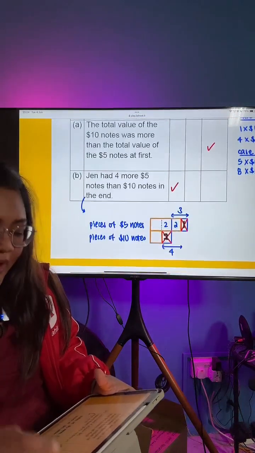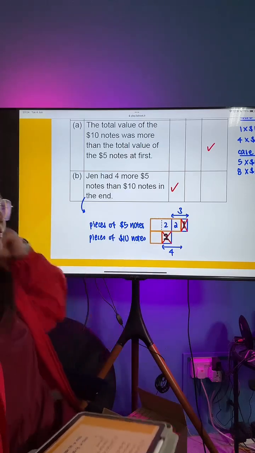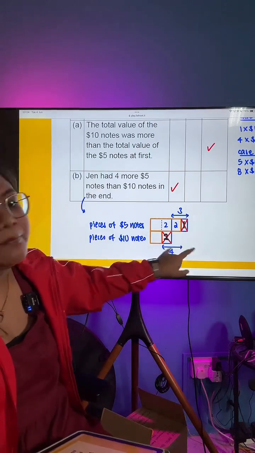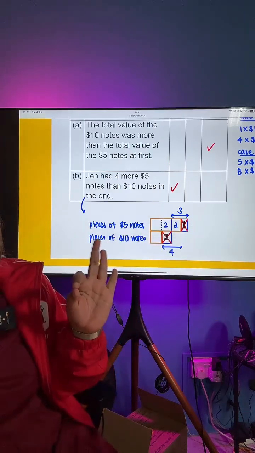I am so sorry. But in the case of $25, this is the explanation, okay? Because it's $25, you use $10 plus $10 plus $5. Okay? Thank you so much.